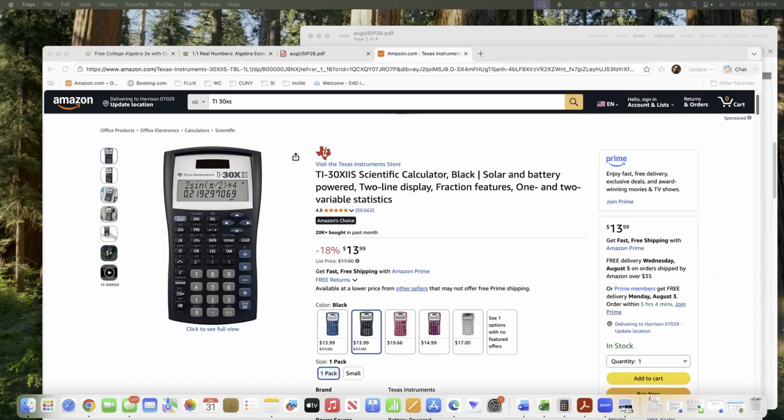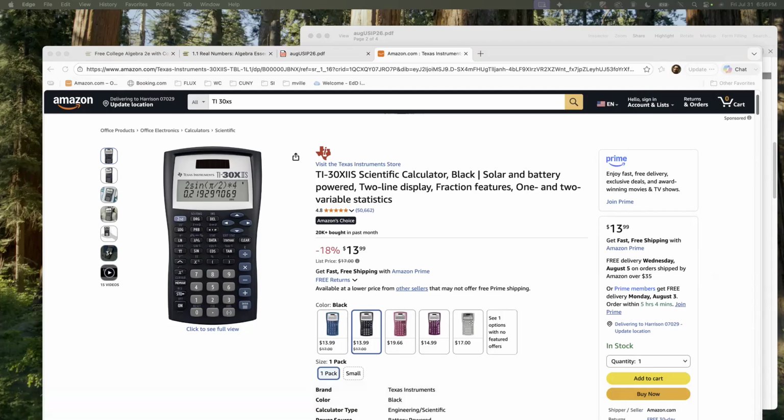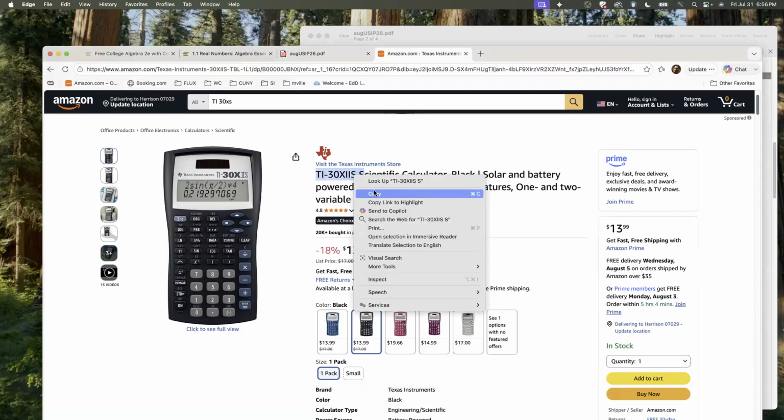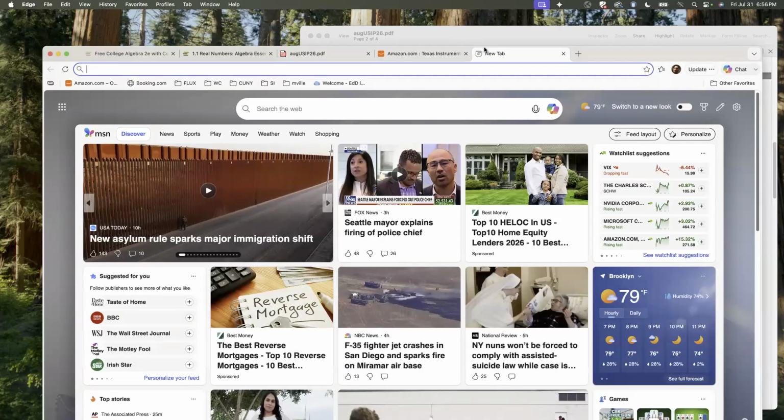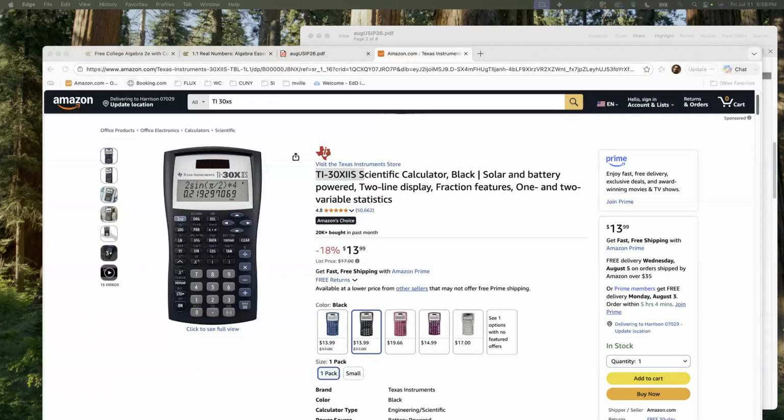I have no idea because everybody buys different calculators. I might be able to help you with this one, but that is not guaranteed. So I'd rather you learn how to use it. Don't come on the day of the exam asking how to use it. If you need instructions on how to use a calculator, there is a wonderful resource that you can use, and it's called YouTube.